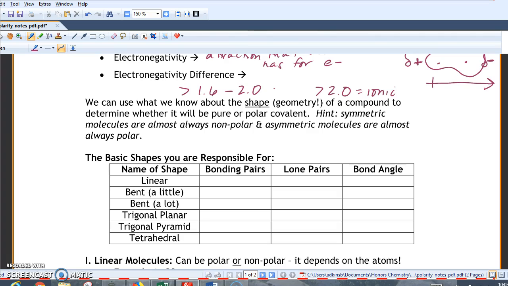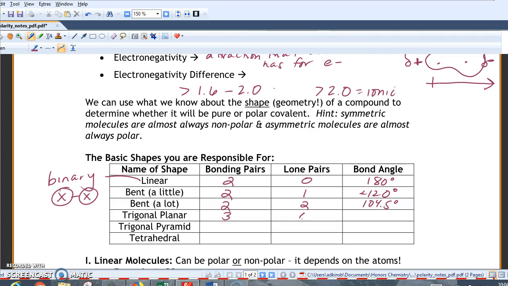All right, so these are the shapes that you should have already learned. Linear: first you need to remember that any binary compound is going to be linear. If you just have two atoms in the compound, they're going to form a straight line. You can also have linear by having two bonds and no lone pairs, and your bond angle is 180. Bent a little is the 2 and 1, and your bond angle is less than 120. Bent a lot is your 2-2 combo. The angle is around 104.5. That does depend on the terminal atoms though, so there is a range there.